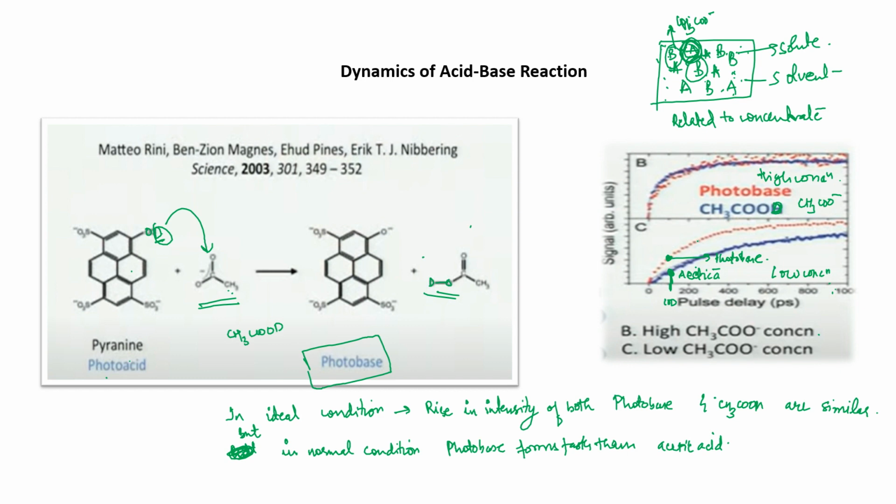Therefore, in this signal with respect to the pulse delay time, you will see that the intensity of the red one, that is the photo base, increases immediately with time. It has no change most of all, but with the concentration of this acetate anion, you will see the concentration of this acetic acid is also affected. Okay.